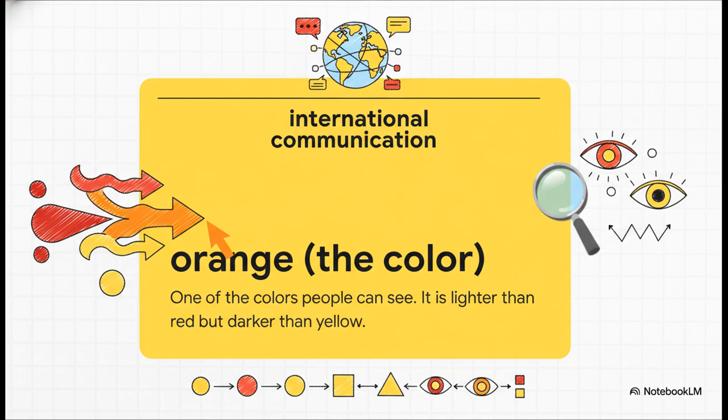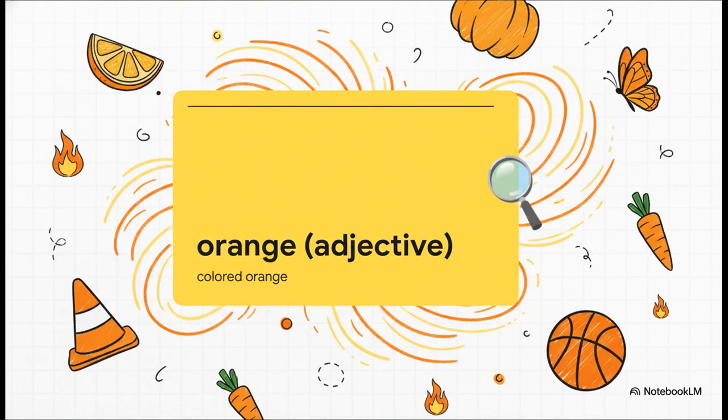This is really clever. One of the colors people can see. It is lighter than red, but darker than yellow. Instead of trying to describe the color itself, it defines it by its relationship to two other basic colors. Brilliant! And then we get to the adjective, and the definition is just colored orange. That's it. It feels almost too simple, but it's actually incredibly smart. It just points back to the noun we already understand.